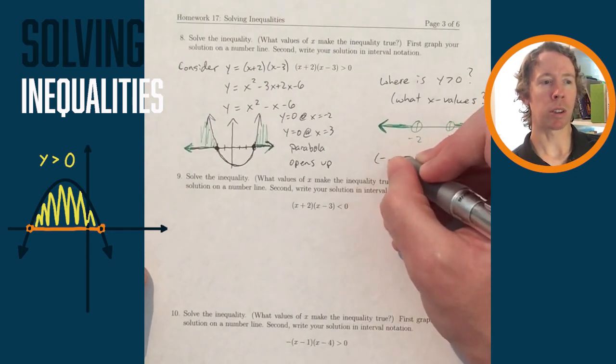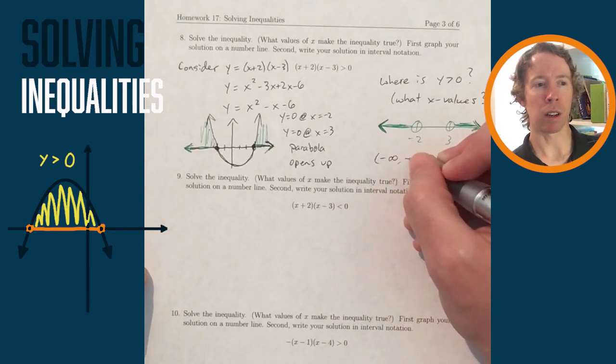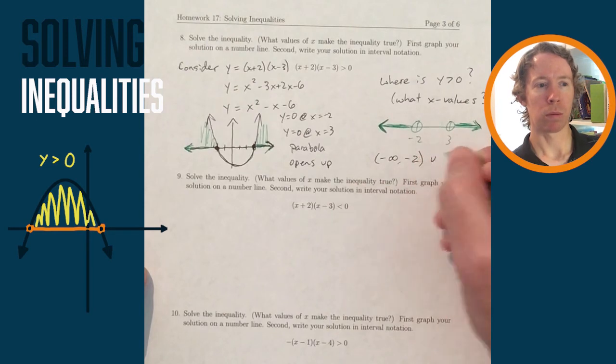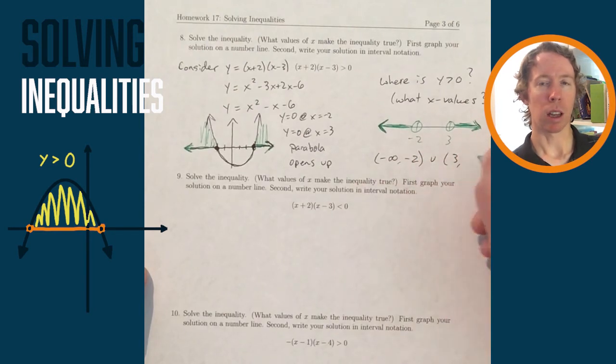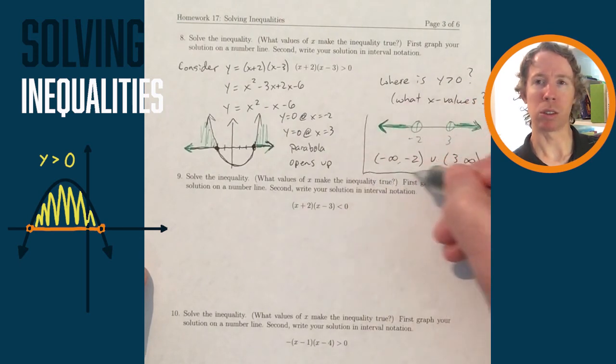And then I also have starting at 3 and going out to the right. And then in interval notation, that's -∞, comma, -2 with parentheses. And then remember, union combines two sets. And then open parentheses, 3 to infinity.